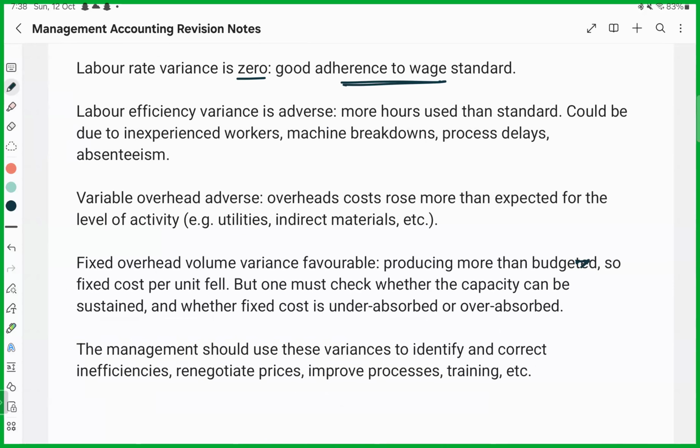Now let's talk about the labor efficiency variance. The labor efficiency variance was adverse because we actually used more hours than the standard. When we investigated, we identified that it was either because of inexperienced workers, or a machine breakdown in between which leads to more hours, or a delay in the processes, or due to the absenteeism of the laborers.